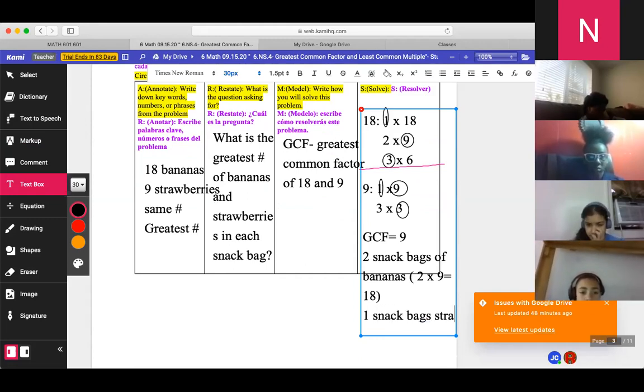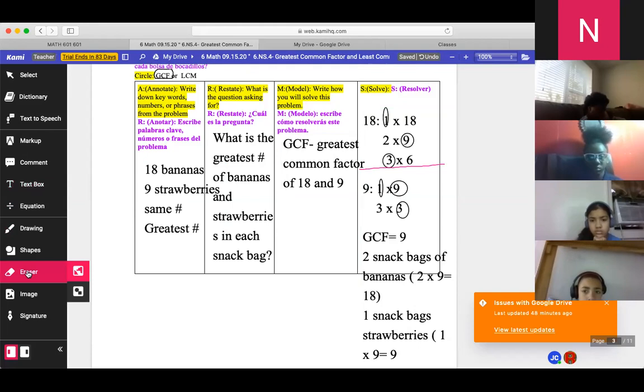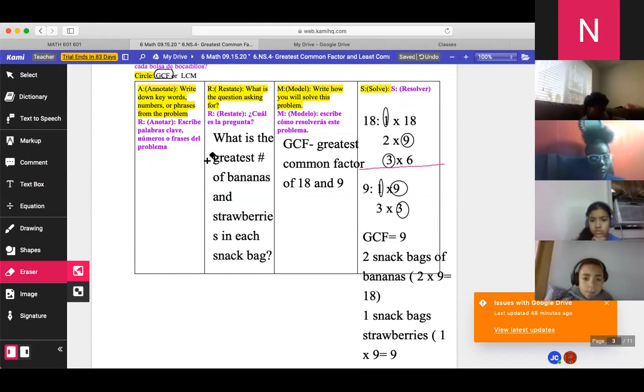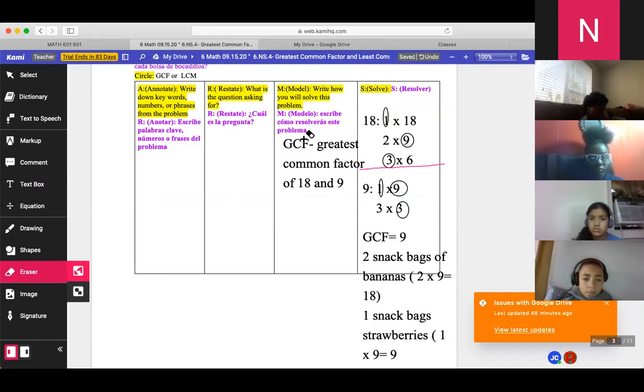Everybody see how we got that? Thumbs up if you've seen that we got that. Yeah, this is pretty much simple. There's another way to do this, and that's dividing, right? So if you take the 18 on the left, the 18 bananas, and you divide it by 9, you will still get 2 snack bags. See that? If you also take 9 strawberries divided by 9, you'll get 1 snack bag. Same numbers, right? 1, 2.